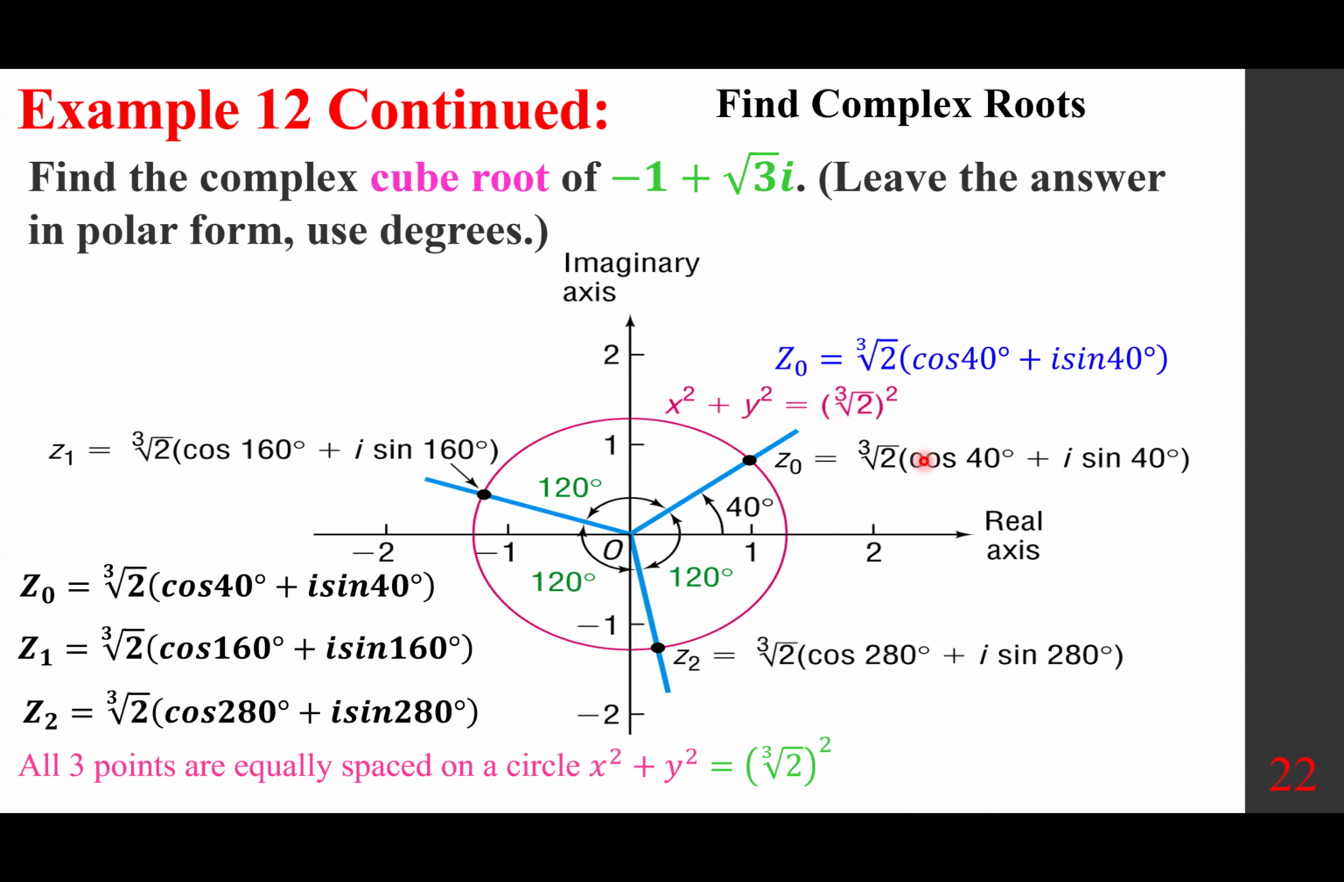This one is at 40 degrees. We have it here or here. Okay, 40 degrees. Then we add 120 degrees to that, which puts us here. So it gives us 160 degrees. Then we add another 120, and it gives us the last one, cube root of 2 cosine of 280 plus r sine of 280. Please understand that they are spaced 120 degrees apart. So it's pretty straightforward.